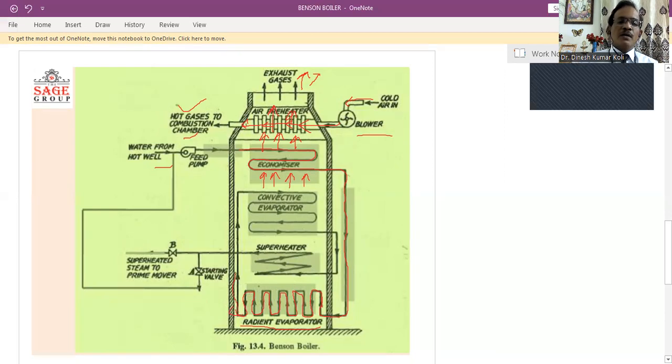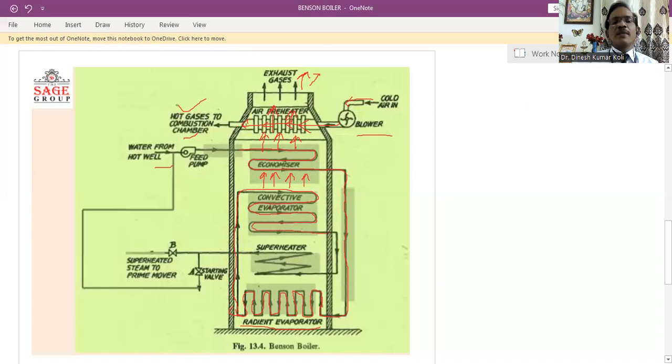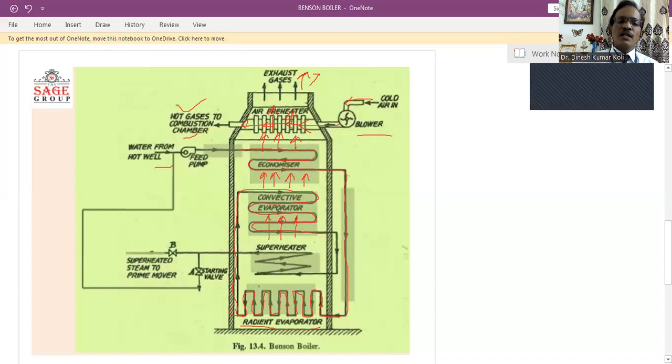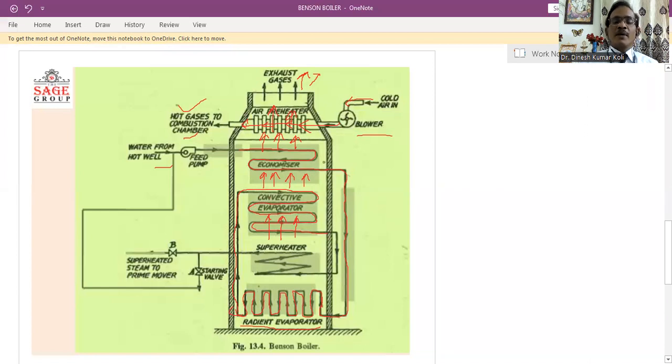Then this vapor passes through the convective evaporator here. This is the convective evaporator. It means in this evaporator, the heat transfer occurs in the mode of convection. And convection needs one fluid and one surface. So what happens here? The hot gases give heat to the outside surface of the tubes or pipes, which are made of metal, and inside the pipe or tube there is water. So the water gets heat from the hot pipe and gets evaporated.